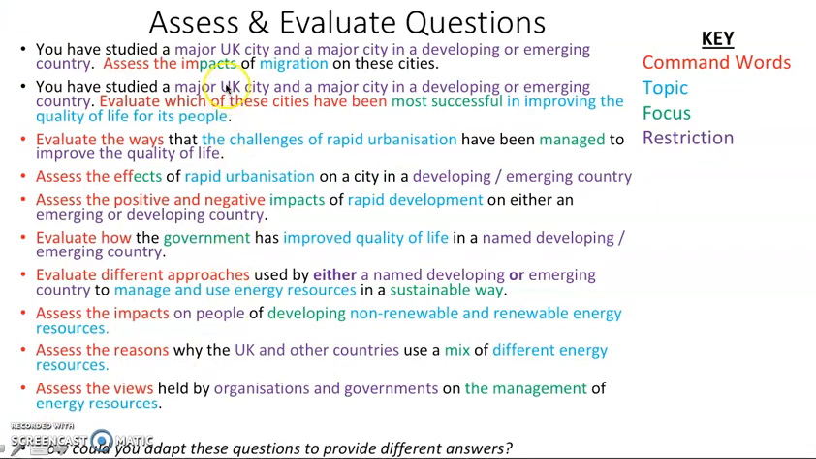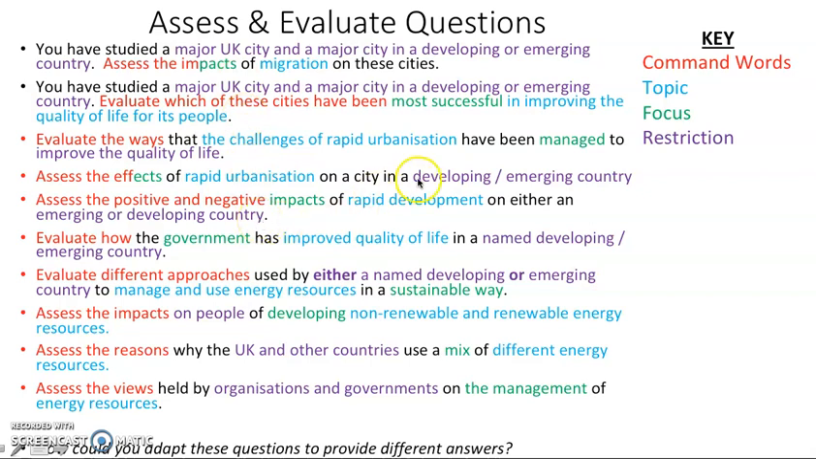Well, you'll see that some of these aren't quite as easy as the ones for paper 1 because of the wording of the question. But you can see the command words are easily highlighted. But remember, when you're looking at the command of the question, it's not just necessarily the command word itself, but the words that follow it as well. So assess the impacts. Assess which of these cities have been most successful. So the command words and the focuses can sometimes overlap.